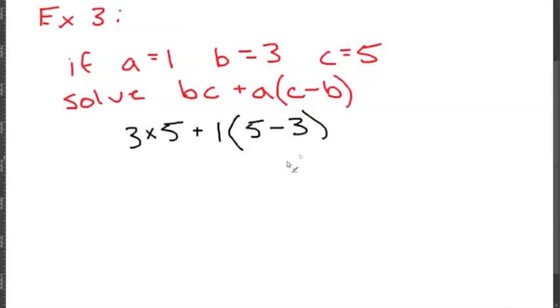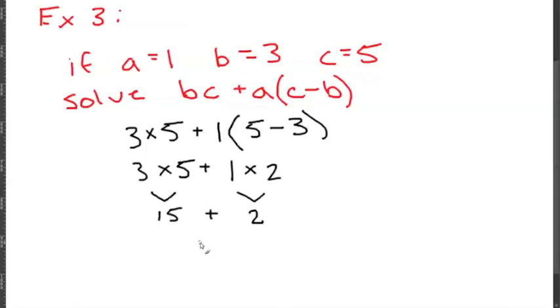So we plugged all the variables in, and now all we have is numbers, so we just have to use PEMDAS to solve. So we start, like in our last video, parentheses first. So 5 minus 3 is 2. So you're going to have 3 times 5 plus 1 times 2. That's what was in the parentheses. Now we do multiplication. 3 times 5 is 15, and 1 times 2 is 2. 15 plus 2 equals 17. So that would be our answer for example 3.